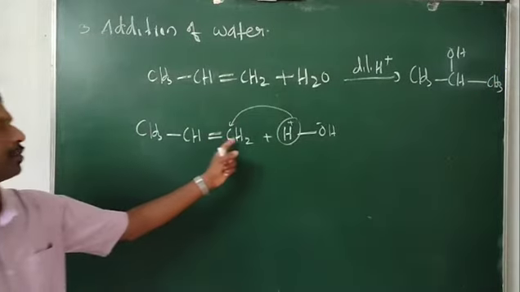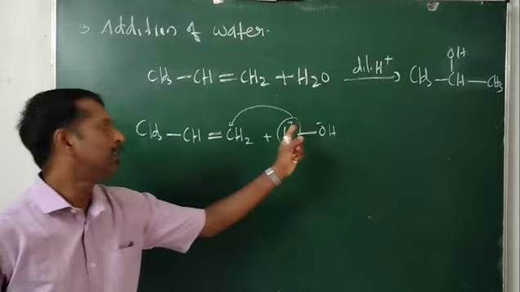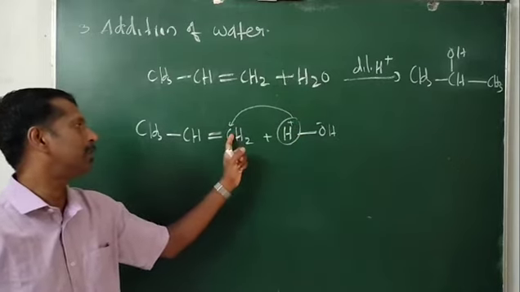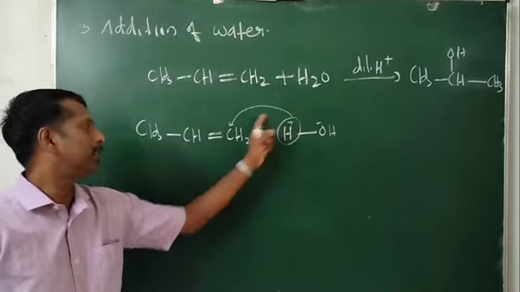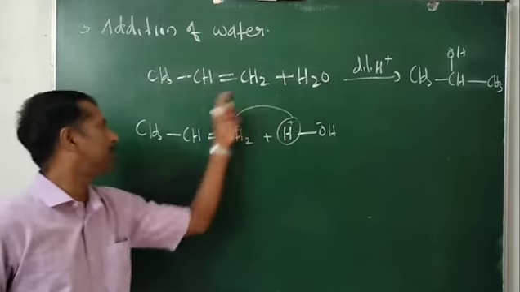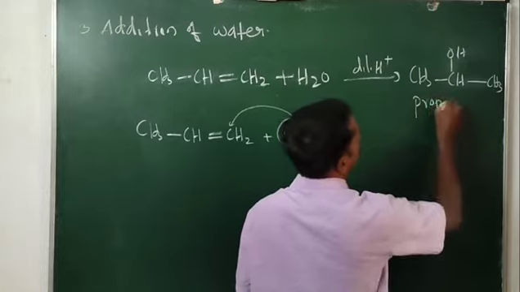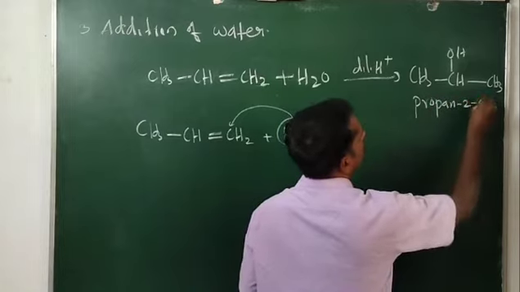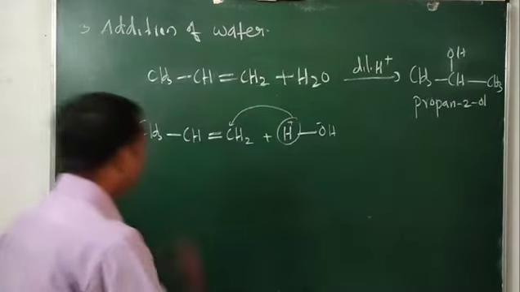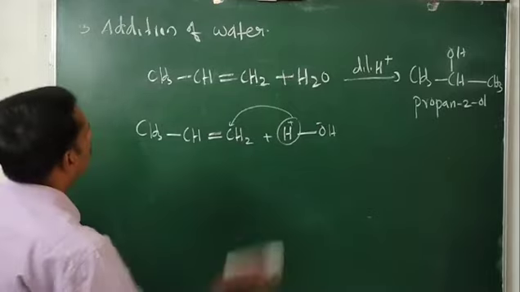Again, this reaction is also following Markovnikov's rule. The positive part, H+, is adding to this carbon. The bond breaks. H is coming to this carbon and OH is going to this carbon. You get propan-2-ol. What is this one? Propan-2-ol. Okay. Now the actual mechanism of addition of water.